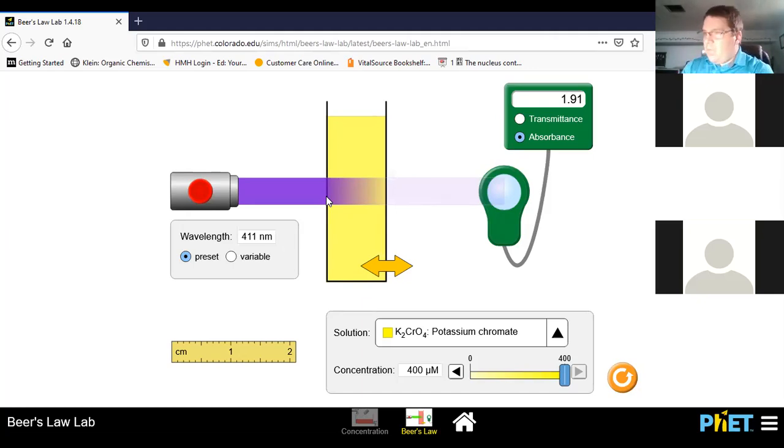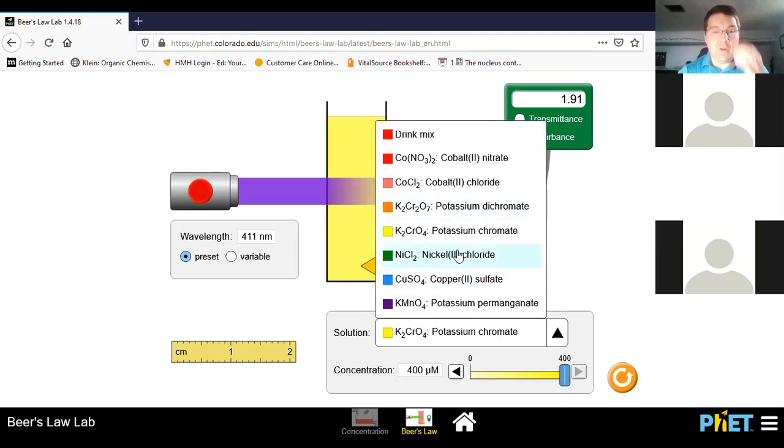Anyhow, we'll do more with lambda max tomorrow as far as determining what lambda max is for a given substance. And again, it's going to be different for every different material, because if you look at these different solutions, they're all different colors. So obviously they are absorbing different wavelengths of light.